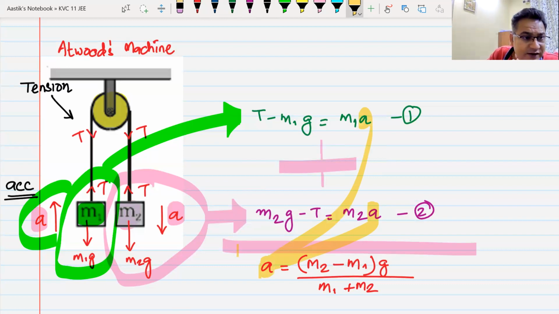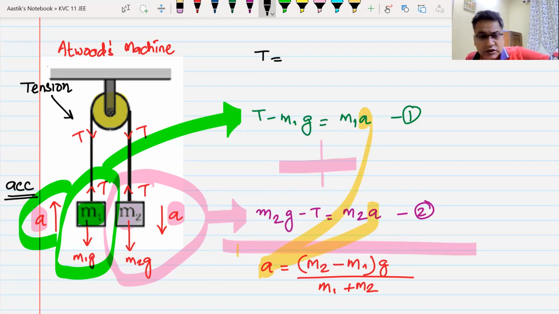Can anyone tell me what is the value of tension that you are getting? Anyone got the value of T, tension? You can put it in equation number 1 or equation number 2. You will get the value of the tension in the string. Can you tell me what it is? No one got this? Tension?